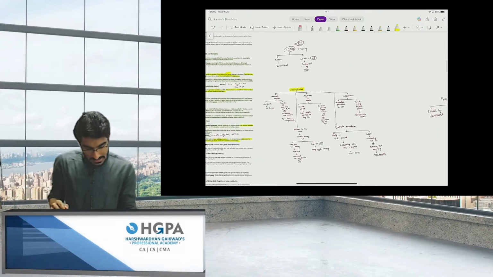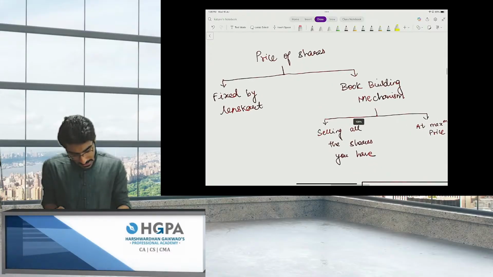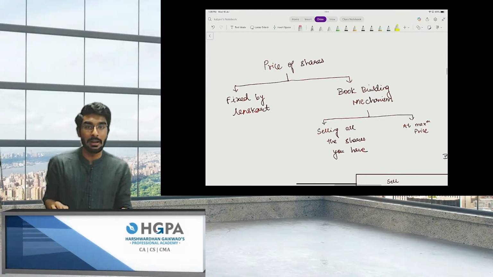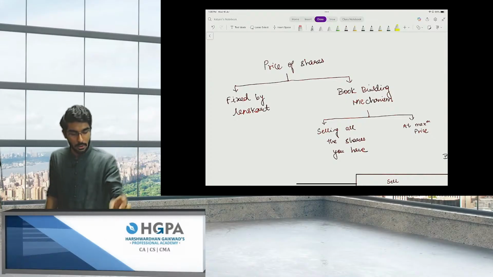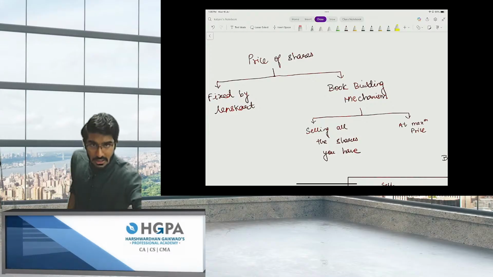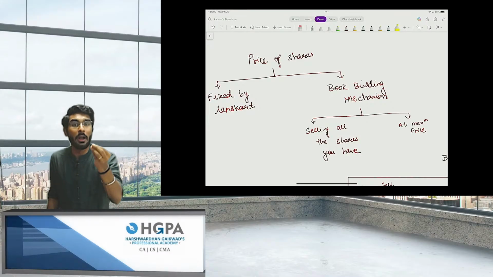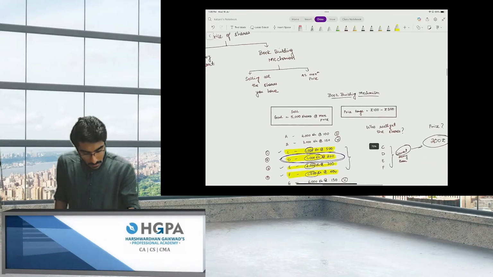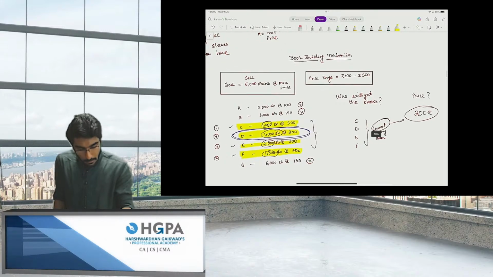That's it, guys. Then I want you guys to write down this. Price of shares is determined in two ways. Number one is it is fixed by the company itself, and number two is the book building mechanism. Book building mechanism means what, people? Selling all the shares at maximum price. Now what is the meaning of maximum price? You will find out through this process, people, the book building mechanism.